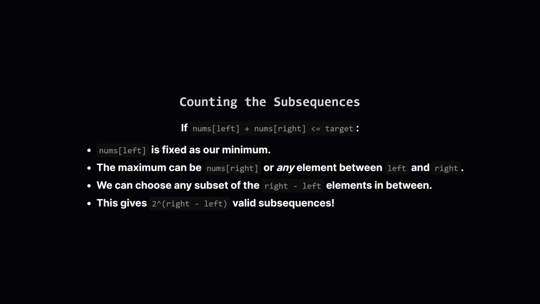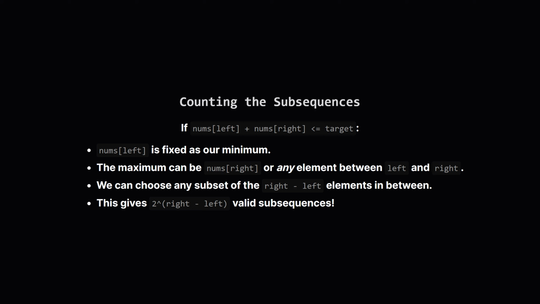If it is, this is the magic part. It means that the number at left can be our minimum. The maximum can be the number at right, or any of the numbers between left and right. Why? Because all those numbers are smaller than the one at right, so the sum with our left number will also be valid. So how many subsequences can we form?